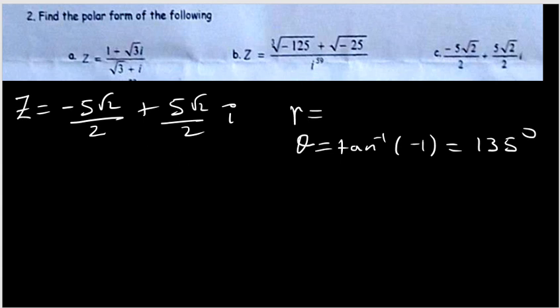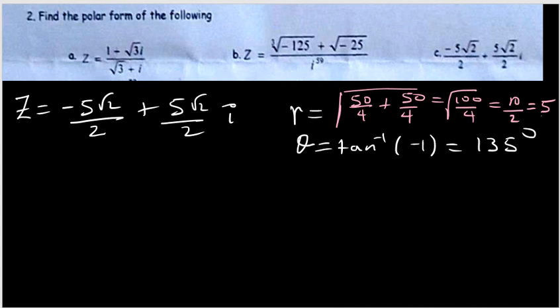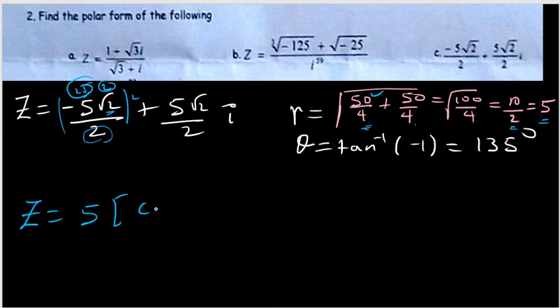Let's get the r. The r we get by squaring each of them. When you square this one, negative 5 squared is 25, and radical 2 squared will be 2, and 2 times 25 will be 50. Here it is, and the bottom part is just 4. The same way for the second part. When you add, it will be 100 over 4. The square root of 100 is 10, and the square root of 4 is 2, and 10 divided by 2 will be 5. So I have everything now. We can find the z, which is 5 in brackets, cosine of 135 plus i sine 135.